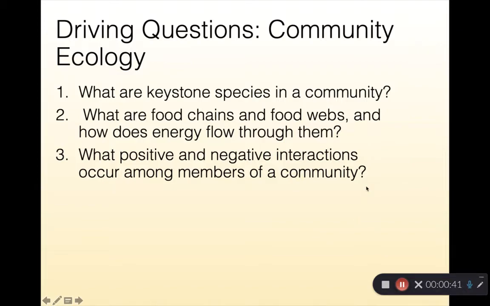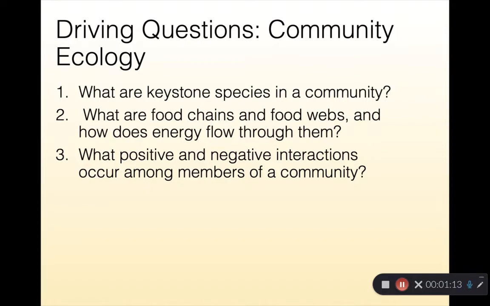Our key questions for this lecture are to understand, first, what is a keystone species in a community? We have an additional video I'd like you to watch that looks at trophic cascades and keystone species, and specifically it's going to look at the sea otter as an example of a keystone species. Secondly, we're going to look at food chains and food webs and how energy flows through them.